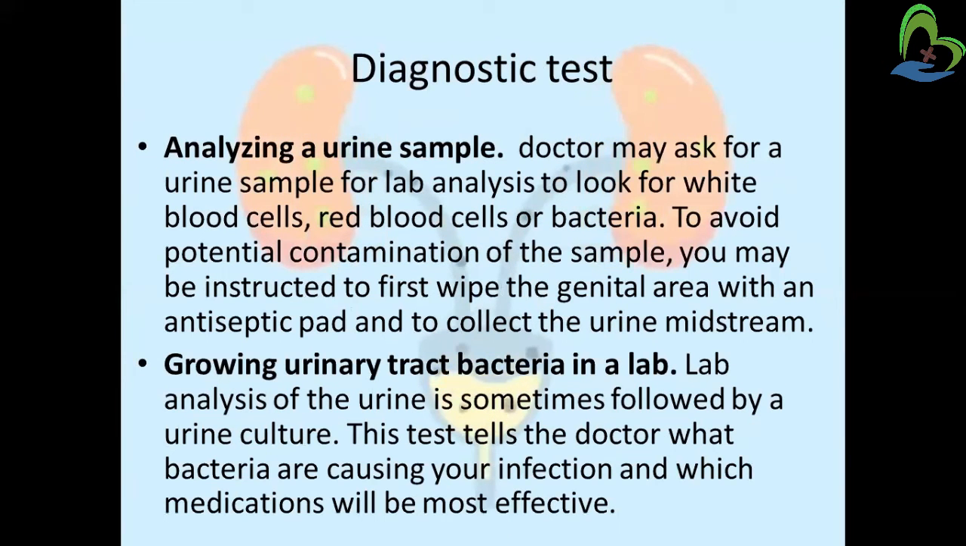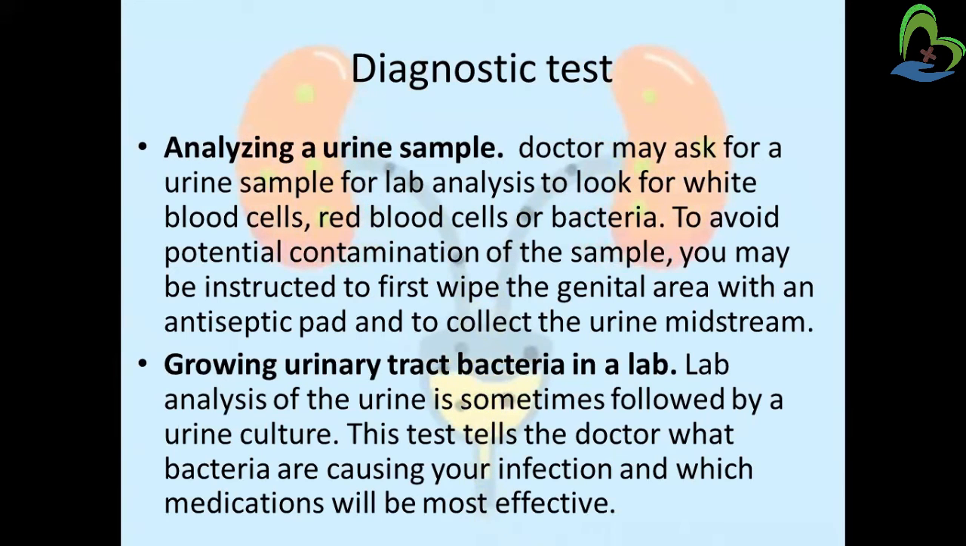For diagnostic tests, first, analyzing a urinary sample. The doctor may ask for a urine sample for lab analysis to look for white blood cells, red blood cells, or bacteria. So which type of bacteria is present, and whether any white blood cells or blood are present in the urine. All of these we can identify from the urine sample.